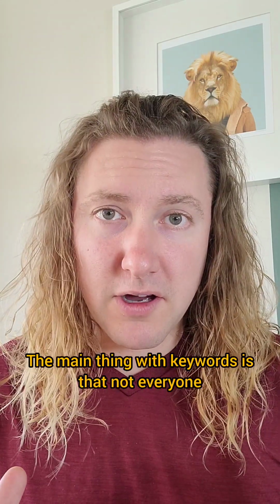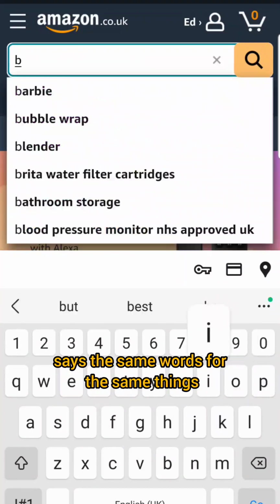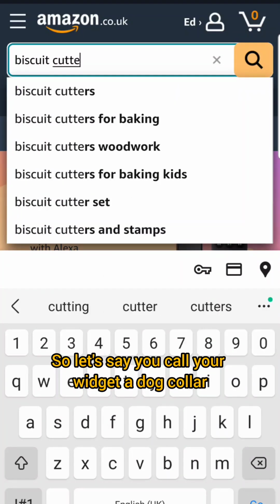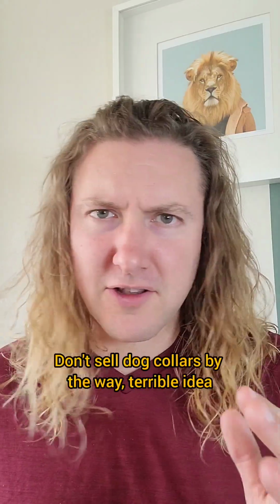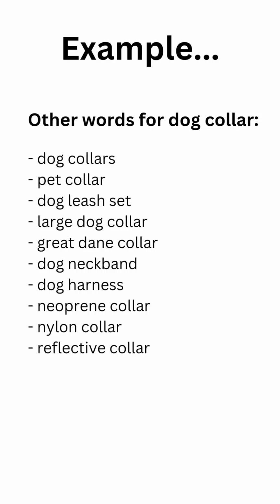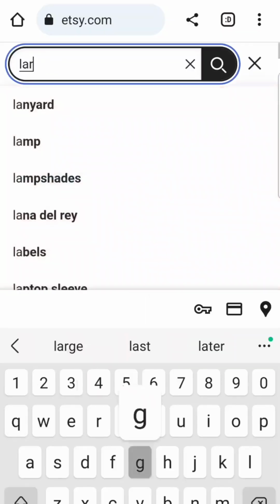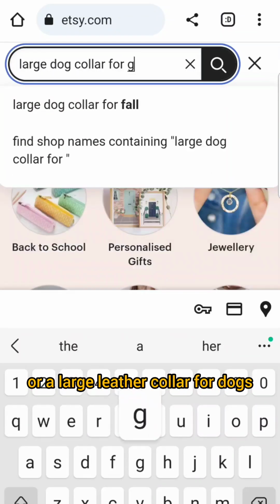The main thing with keywords is that not everyone says the same words for the same things. So let's say you call your widget a dog collar. Don't sell dog collars, by the way, terrible idea. But other people might not call it a dog collar, or they might be looking for something more specific than a dog collar. For example, a large dog collar or a large leather collar for dogs.